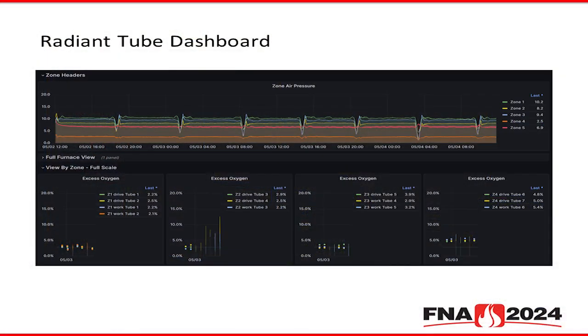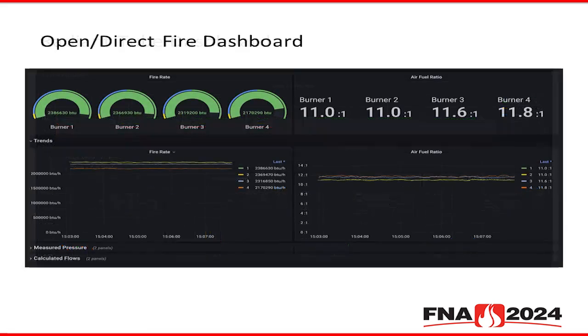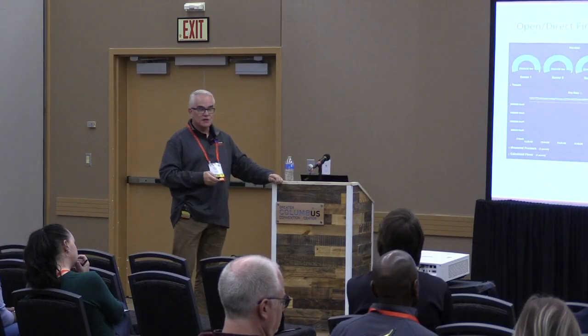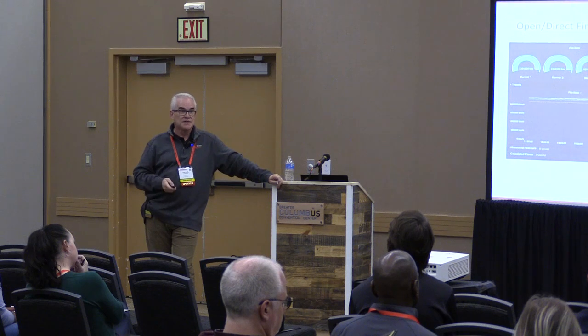This is an example of a radiant tube dashboard that you can mount on a wall, look at on your computer, on your iPad, however you'd want to receive the information. You can tell when the furnace is going to high fire. You can see what the excess oxygen is on every tube. Also do it on open fire, direct fire, where you can actually see then what is the BTU burner rate, what is the fire rate of each burner, what is the air to fuel ratio. And again, you get to look at things like pressures and flows of every burner all the time.